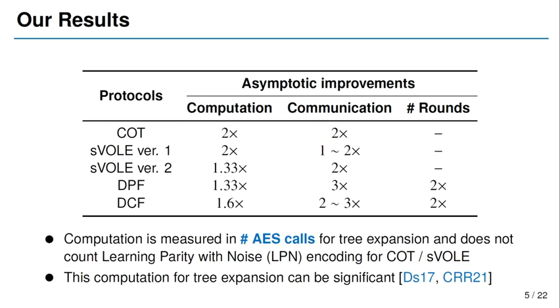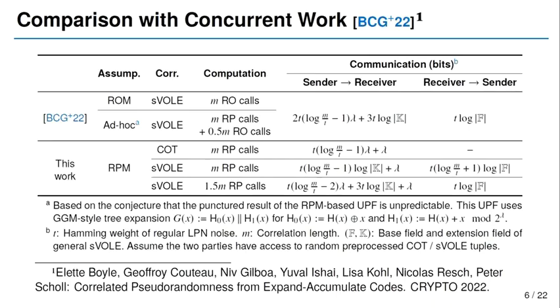Here we summarize our improvements on computation, communication, and round complexity. We know that for COT and SVLE, we only measure the computation in the number of AES calls for tree expansion and do not consider the cost of LPN encoding. And according to the previous works, the computation for tree expansion can be significant.